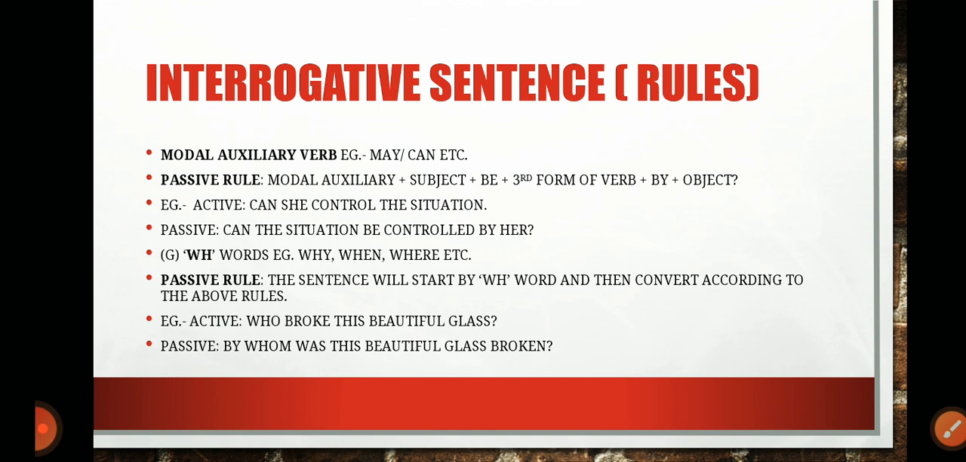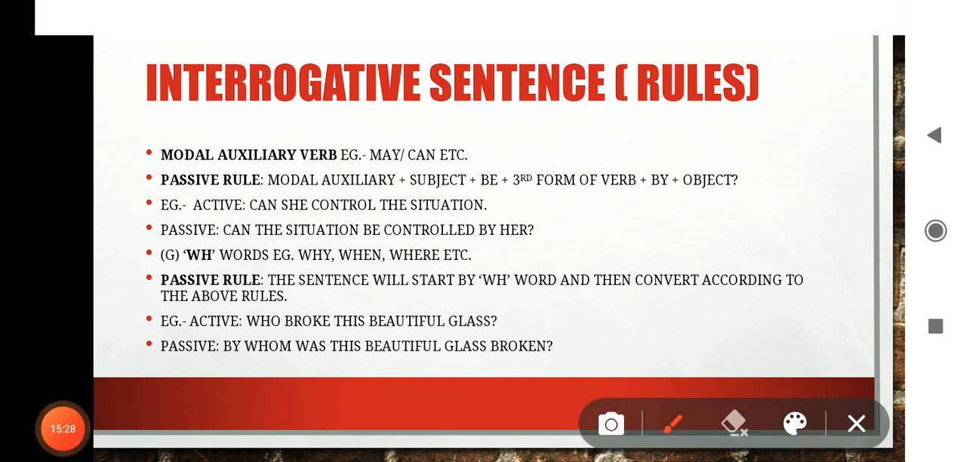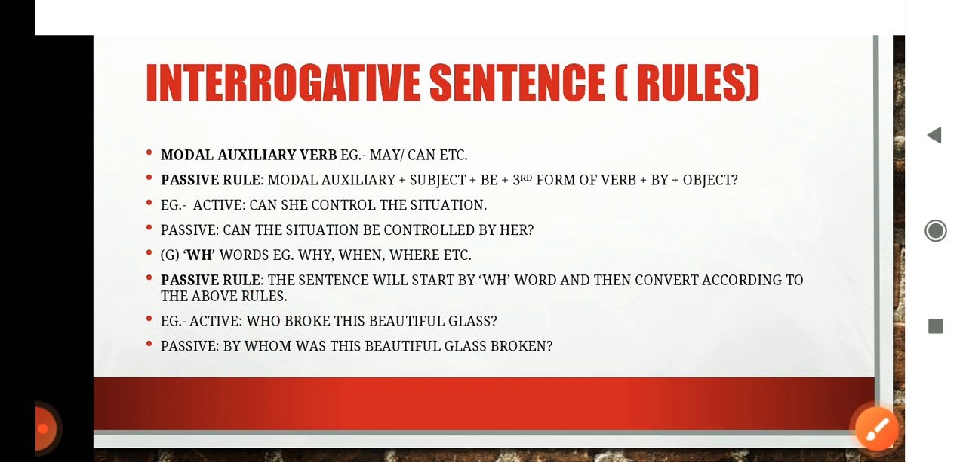Then WH words, for example why, when, where, etc. What is the passive rule? The sentence will start with the WH word and then convert according to the above rules. For example, who broke this beautiful glass? Now here you can find the WH word is written here, यानी कि किसने उस beautiful glass को तोड़ दिया. So by whom, the preposition by will come first here, then whom will come. By whom was this beautiful glass broken? Without changing the meaning of the sentence, you have to convert the sentence from active voice to passive voice. Okay, so let us move forward.